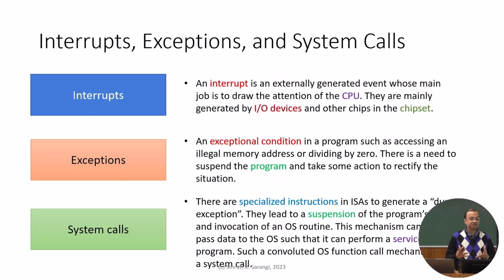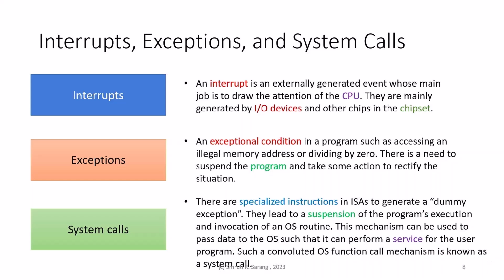So now let's talk about how an OS and a regular program actually communicate. There are several mechanisms. There are interrupts, exceptions, and system calls. So an interrupt is an externally generated event. An interrupt is when you move the mouse, or you press a key on a keyboard, or a packet arrives via the network card.